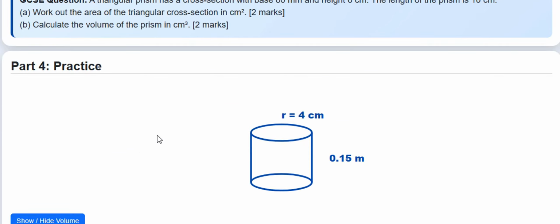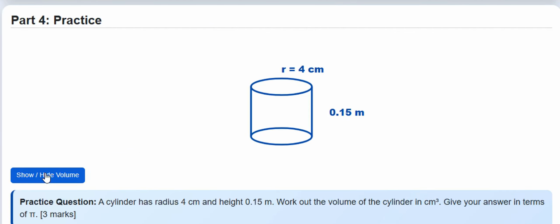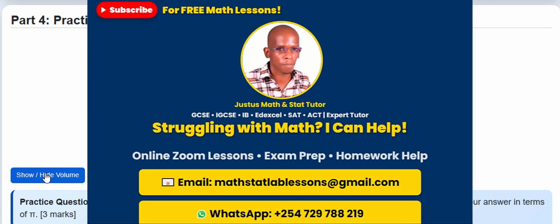You can try this question 4 here, this practice question. You try to find the volume of the cylinder, and if you have any question or there is a place you don't understand, you can ask me in the comment section. I'll try my level best to answer.